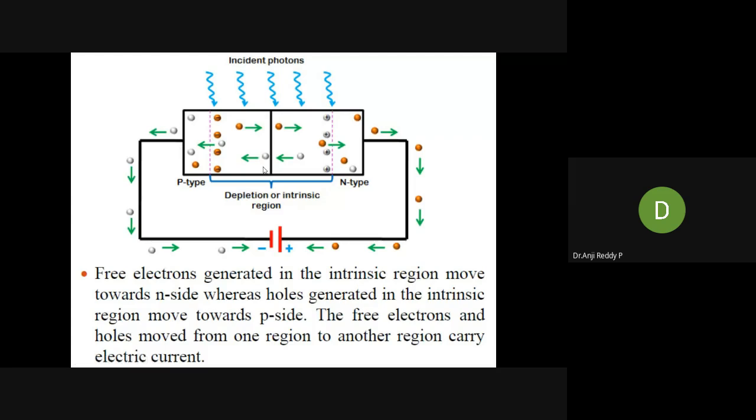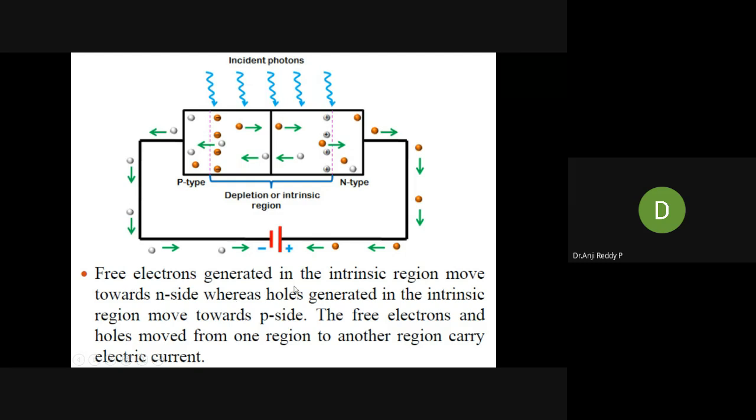When the light is incident, electron hole pairs are generated. Most of the light energy is absorbed by intrinsic region, then electrons and hole pairs are generated. All electrons move towards the N type and cross the junction, and all holes cross the junction and move towards P type. Whatever electrons and holes are generated in intrinsic region are crossing the junction, then we will get the current. The free electrons and holes moving from one region to another region carry electric current.